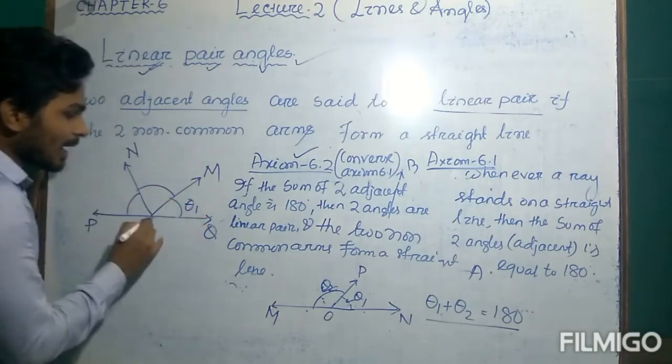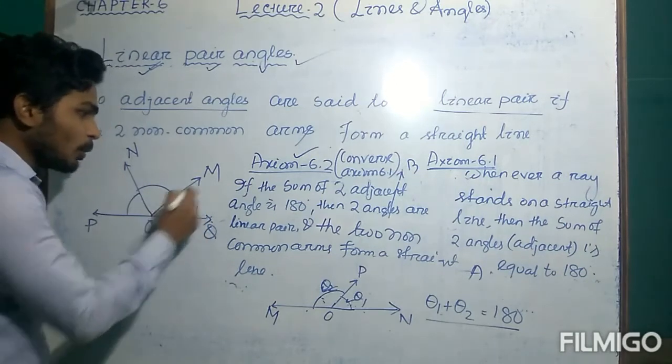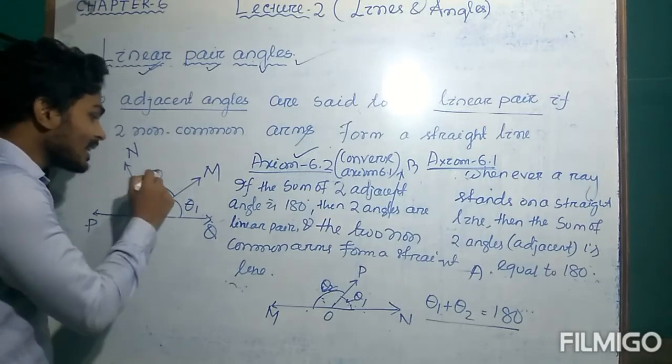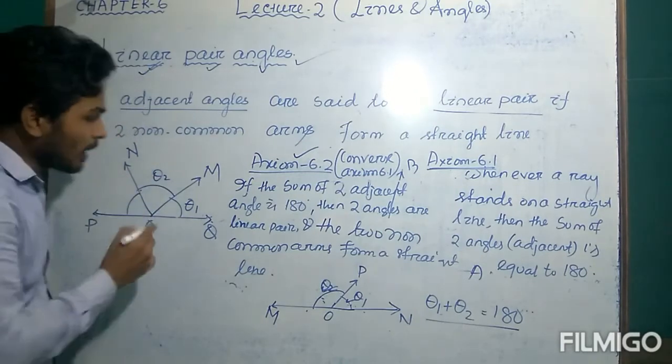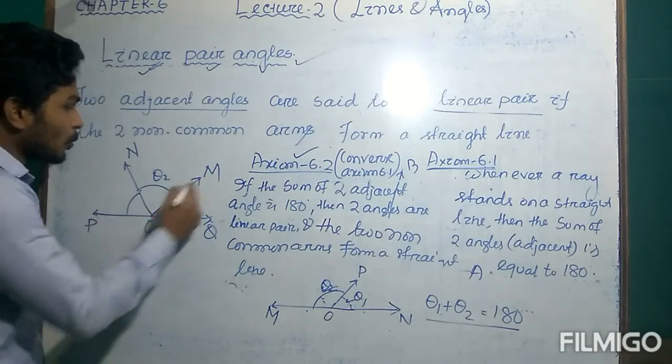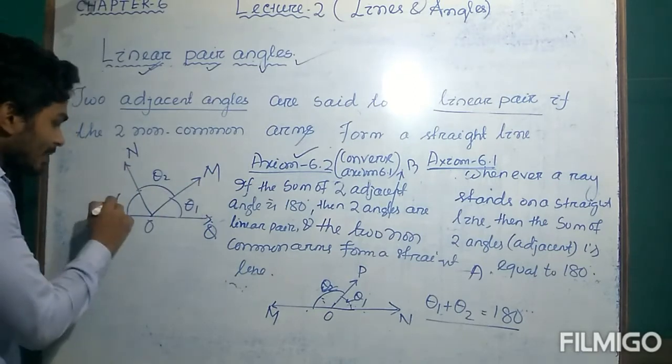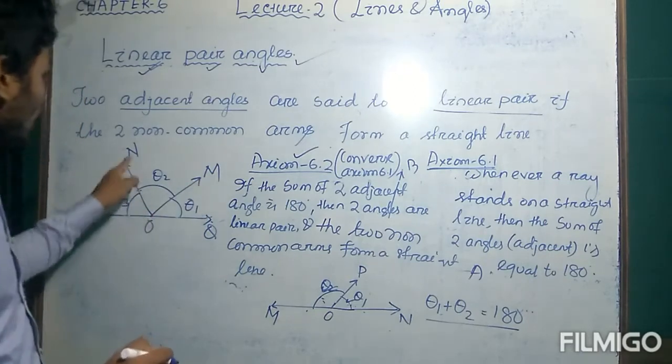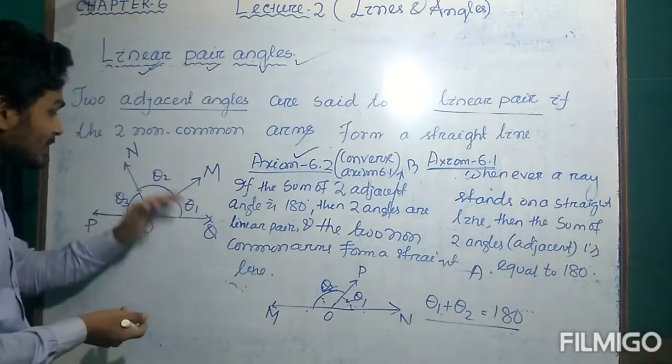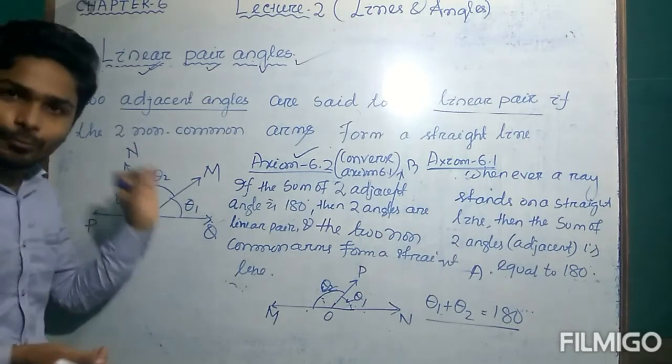Suppose this angle is theta 1 having vertex O and arms OQ, OM. This is the angle theta 2 having vertex O and the two arms are OM, ON. Here the angle is theta 3 and the arms are ON and OP. So here three angles are formed.